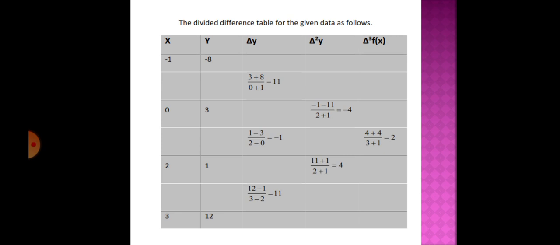Now you have to find out the second order, that is del square y. Already you have found del y. Now you have to take that 11 and minus 1. So first you have to write the second value minus the first value. So minus 1 minus 11 divided by, what you have to write in the denominator, the third value minus the first value.